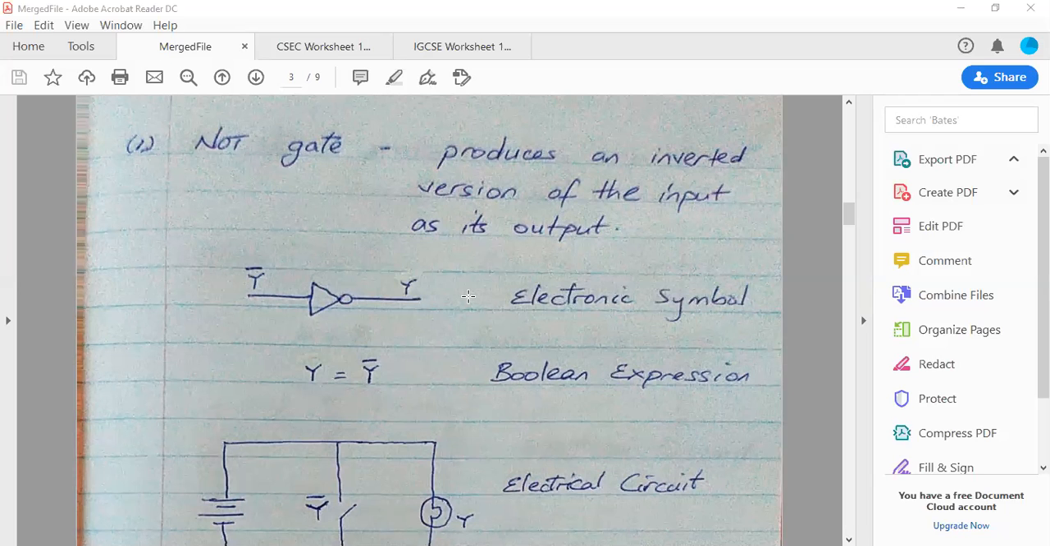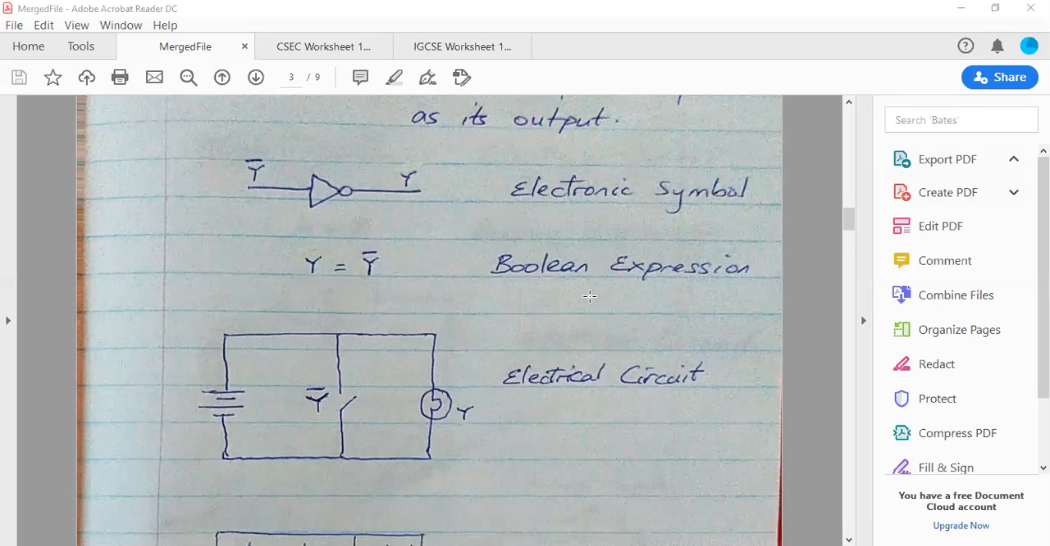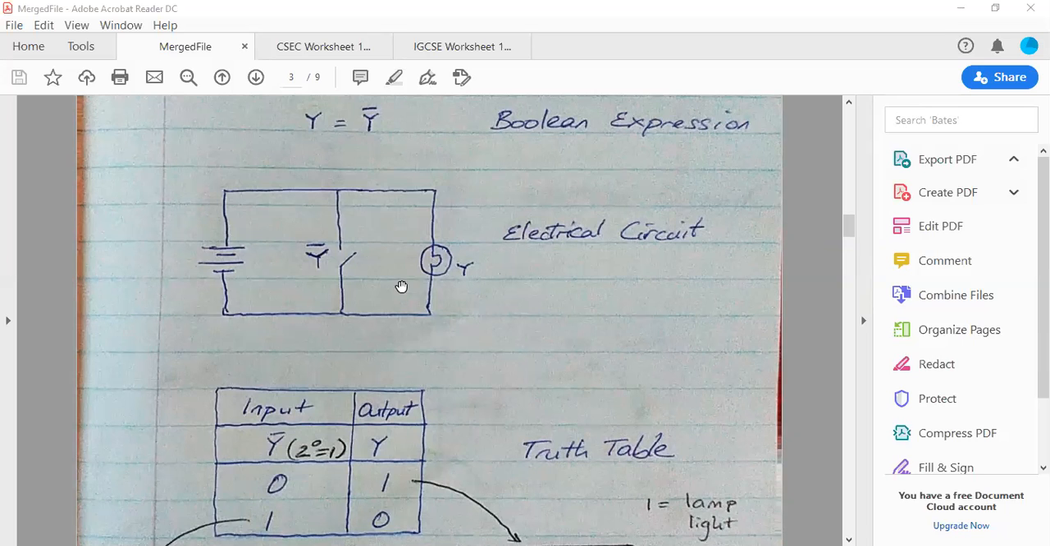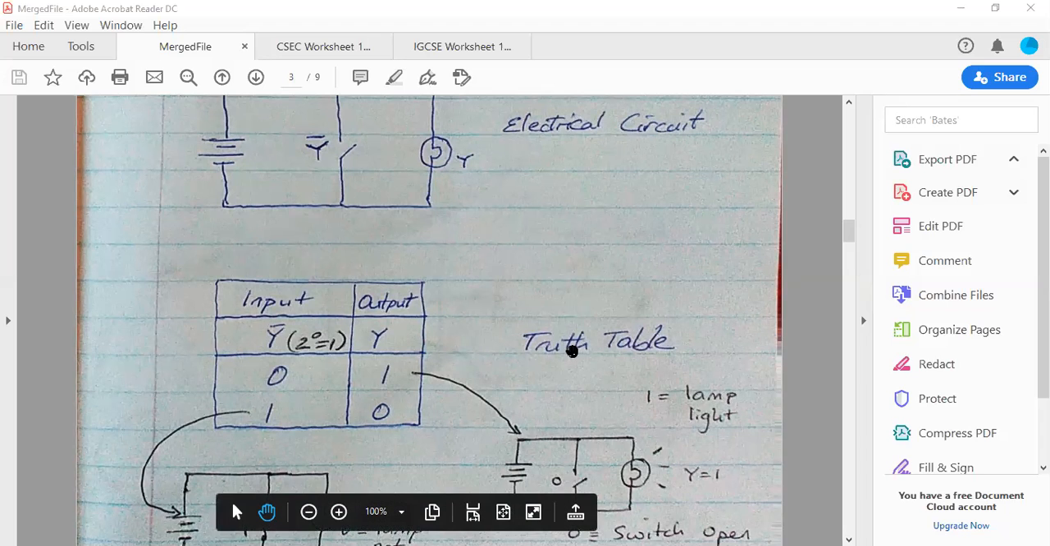For each of these gates, we'll be doing the electronic symbol, the Boolean expression, which is a mathematical expression that will calculate the output based on inputs, the electrical circuit that will help show the function of how it operates, and the truth table. The truth table tells you exactly how this gate operates. That's why we call it a truth table. No matter what the inputs are, it will always give the particular output.